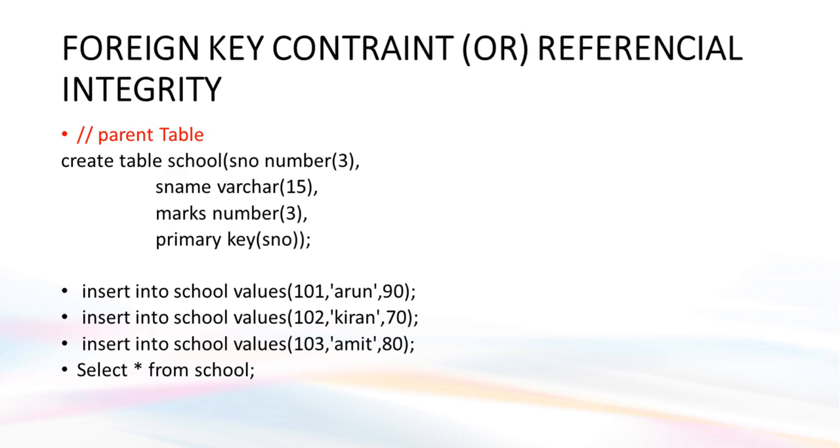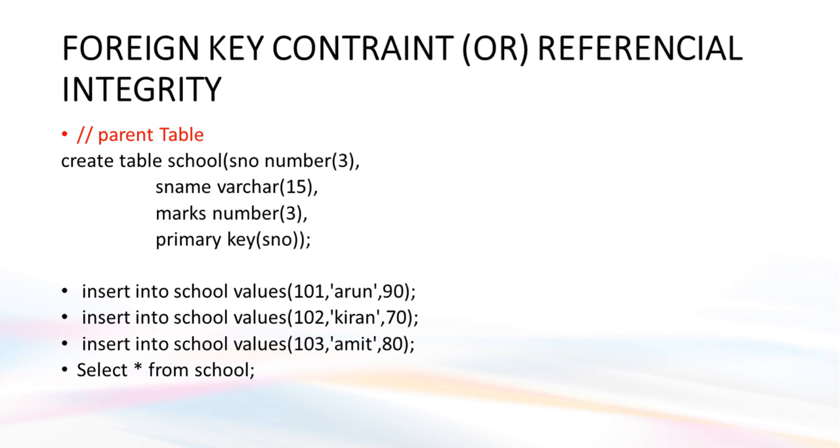This is table level definition. Because if I put primary key here itself, that is also the same. But at the end I am specifying primary key is S number. Now I am inserting a few values here. Insert into school 101, Arun, 90; 102, Kiran, 70; 103, Amit, 80. I have inserted three records in the school table.